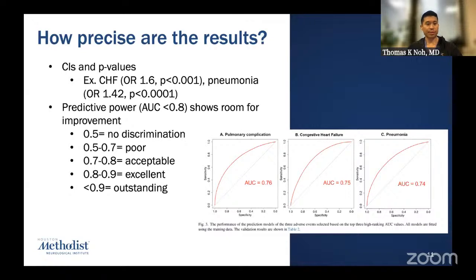How precise are the results? So they gave their confidence intervals and p-values. For example, CHF and pneumonia was just one of the things that they listed. They have all of them for your review if you're interested in looking at a specific complication.